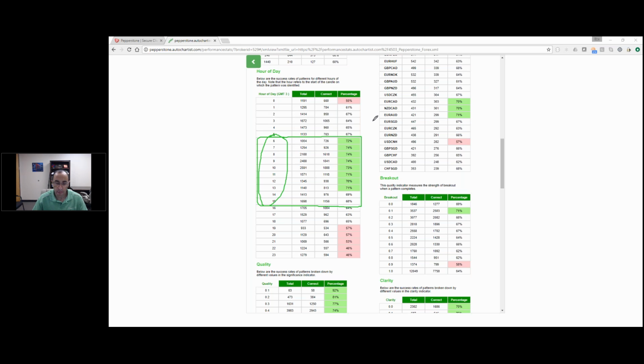letting the market psychology play out. And this is exactly why during the European hours, the technical chart patterns do exceptionally well in terms of hitting their target price.